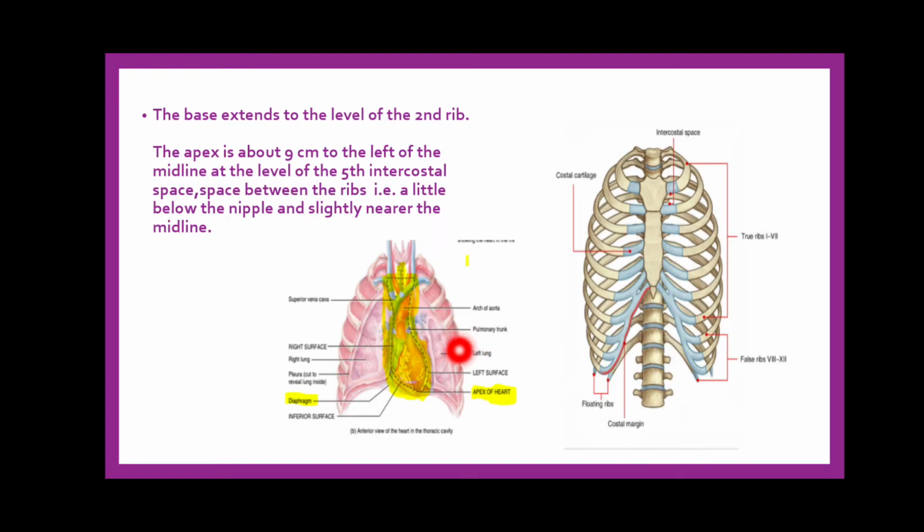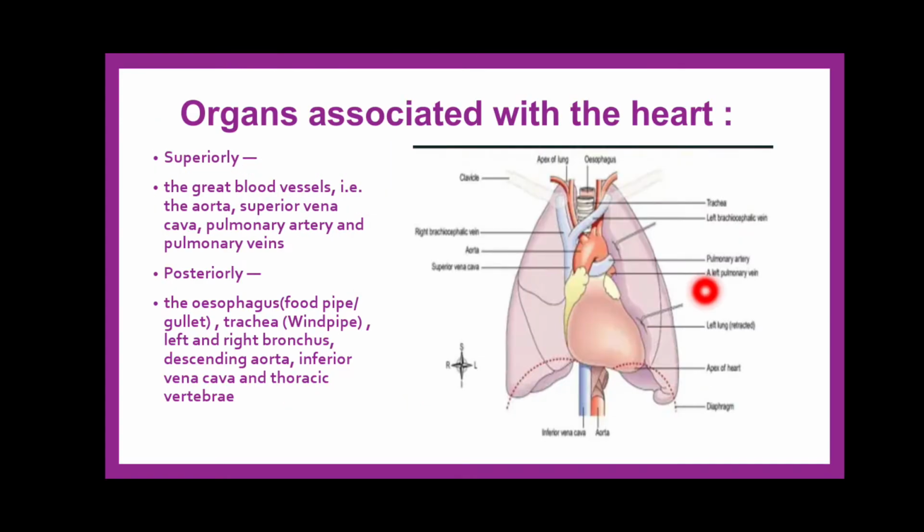If you will see the position. Next, if you will see, these are the organs associated with the heart. If you look into the organs, first you need to understand this. Superior, inferior. Superior means upper region. Inferior means lower region.